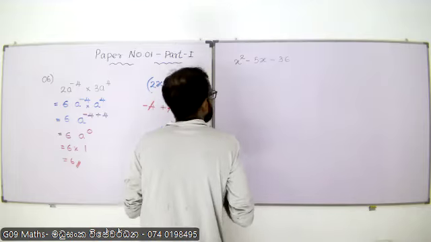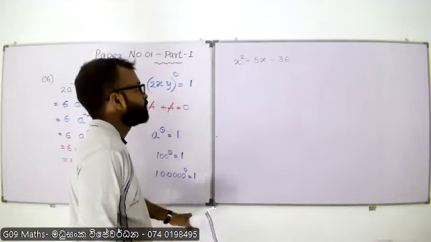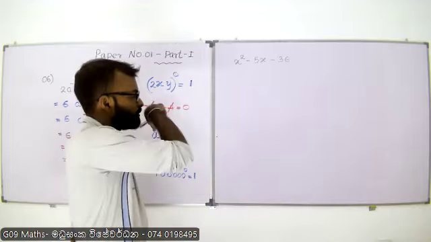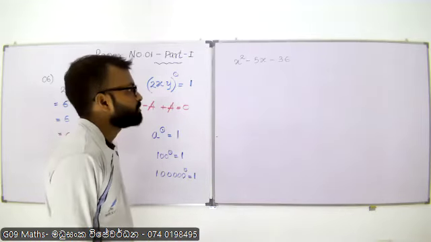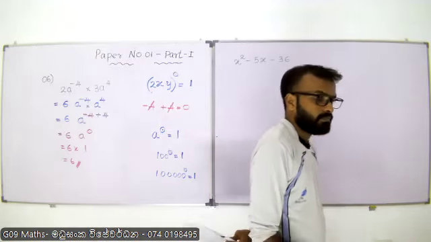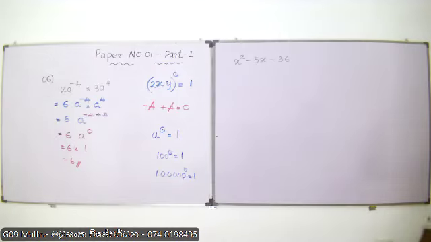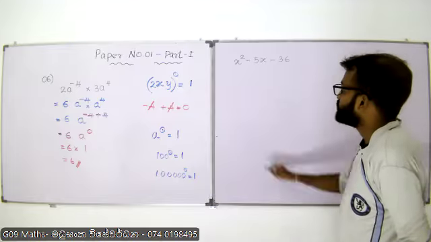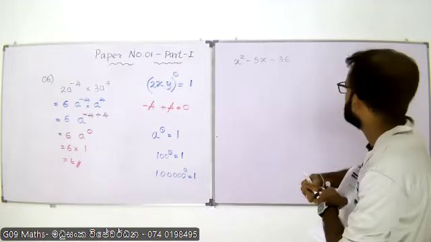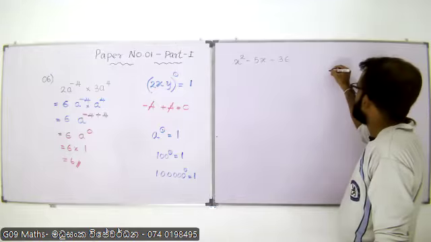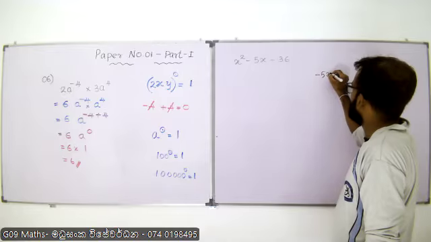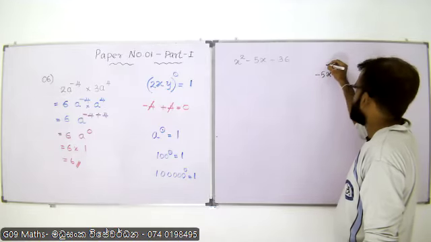First of all, you are going to split your middle term into two terms. If you want to factorize it, what are the suitable two numbers you are going to split it into? What are the two numbers you are going to choose here? The numbers that you choose should give minus 5x when you are adding.